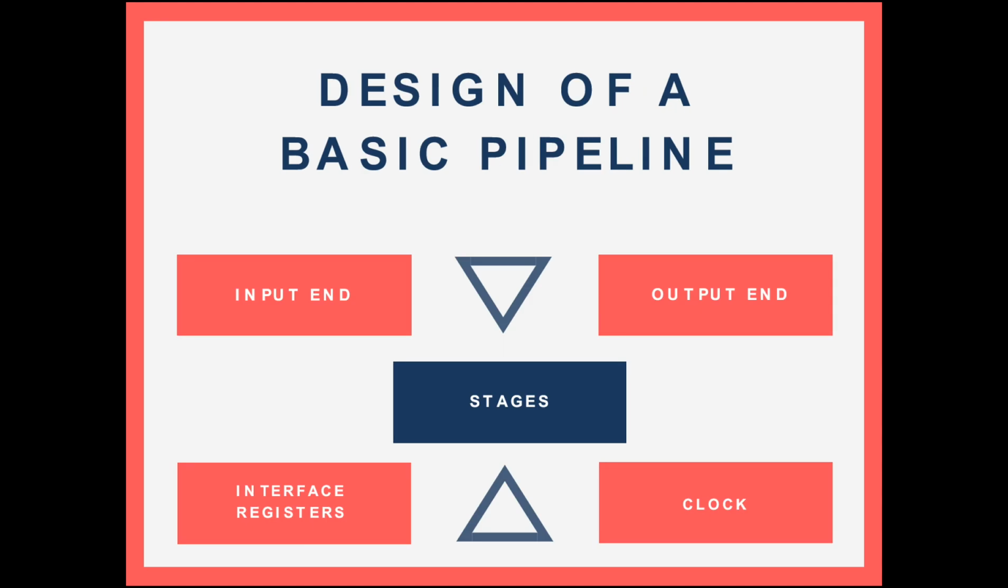Now we will discuss the design of a basic pipeline. The basic pipeline design includes input, output, interface registers, clocks, and the stages. In a pipeline processor, a pipeline has two ends, the input end and the output end. Ends are connected with multiple stages, or you can say segments, such that the output of one stage is connected to the input of the next stage, and each stage performs a specific operation. Interface registers are used to hold the output between the two stages. These interface registers are also called a latch or a buffer. And there is a common clock which controls all this functionality.